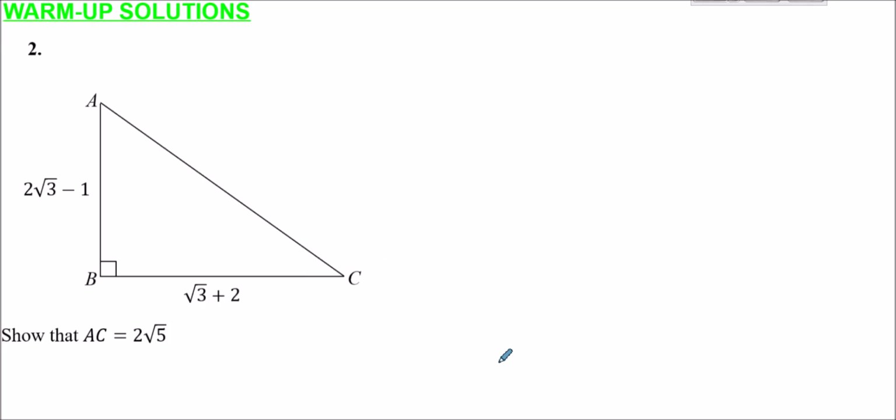Question 2. A bit of contextualized Pythagoras with some surds thrown in. So show that AC equals 2√5. So this is just a question of Pythagoras and also a way of revising manipulating some surds.